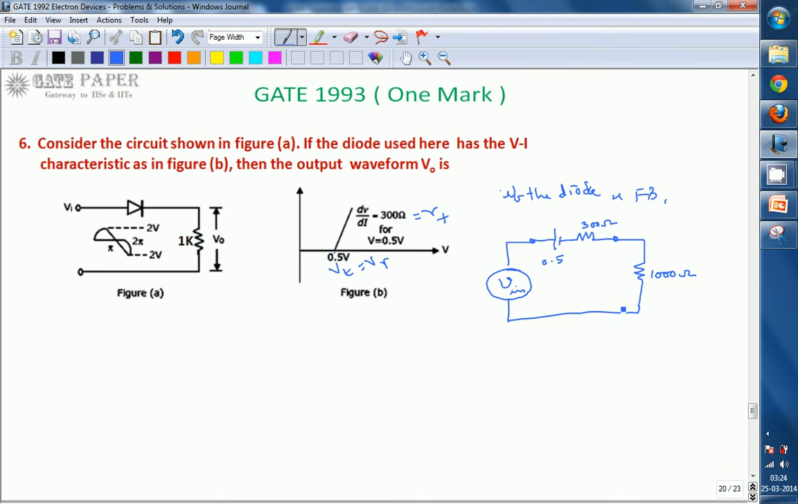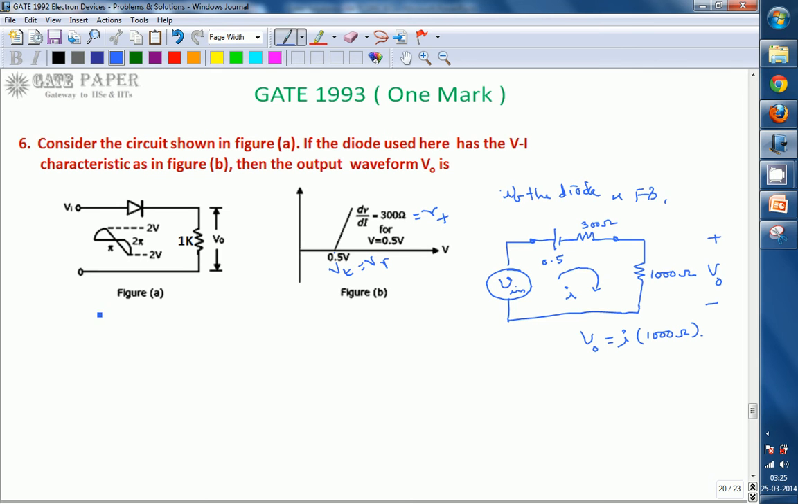If the diode is forward bias, you can use this model and calculate the current I flowing through it. So V0, whenever it is in forward bias, can be written as I multiplied by 1000 ohms. Now we will see in which portion of the input waveform the diode is forward bias and in which portion it is reverse bias. If the diode is reverse bias, it acts as an open circuit so that no current flows. By that time V0 is equal to 0.